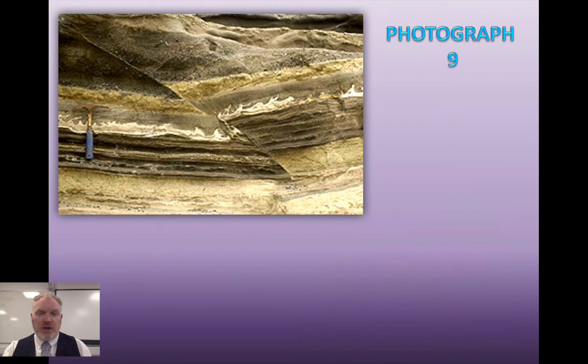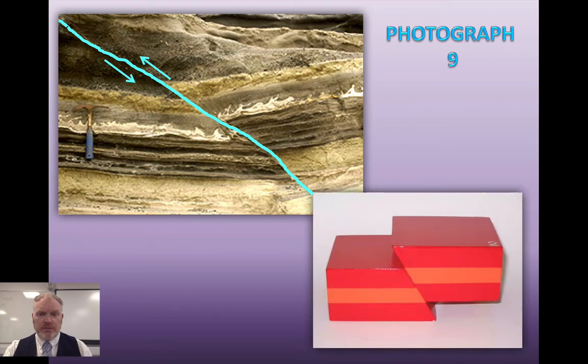Photograph 9 shows a much smaller scale fault, but it still works in the same way. So we've got hammer for scale there. There's our fault plane. Put our movement arrows there. This time we can see the down throw side is the footwall. So this is the model that represents what we're looking at. This is a reverse fault, the product of crustal compression.